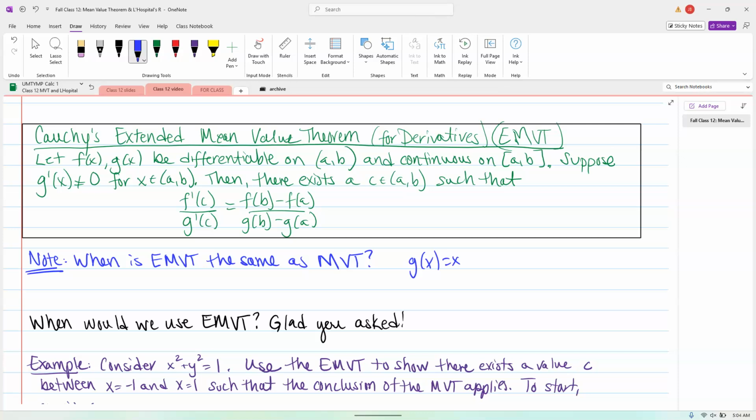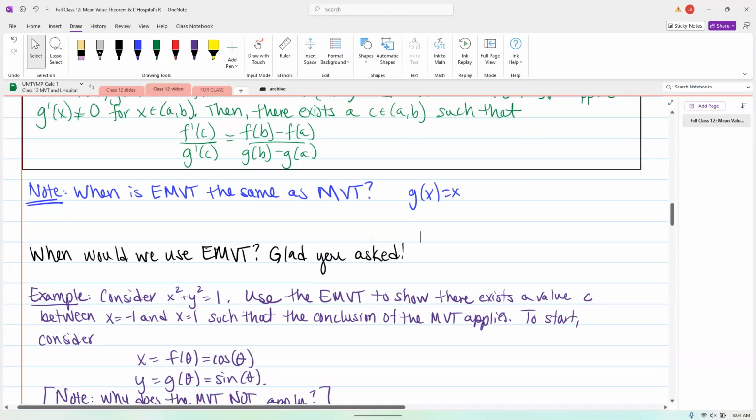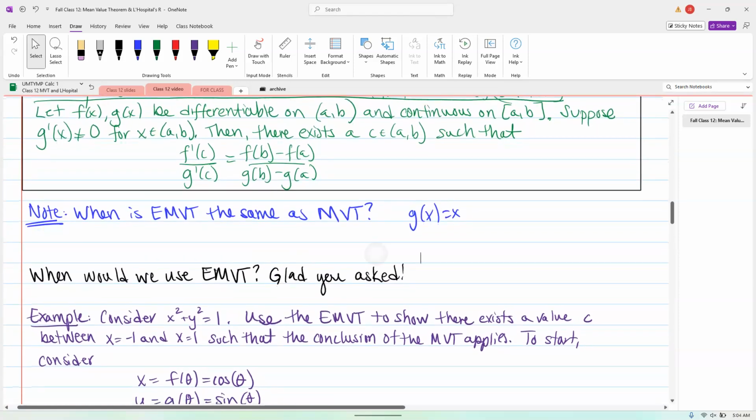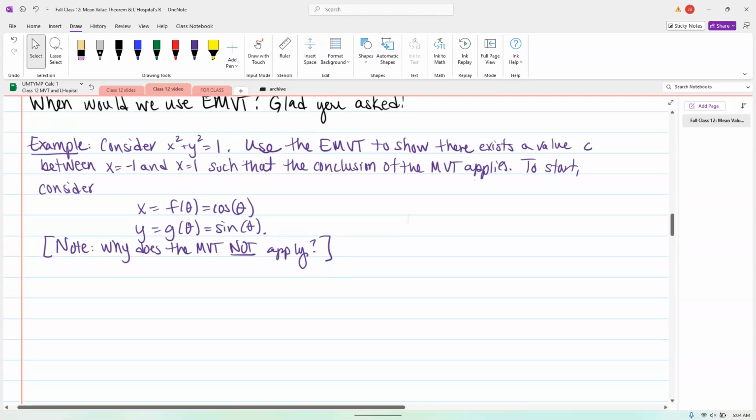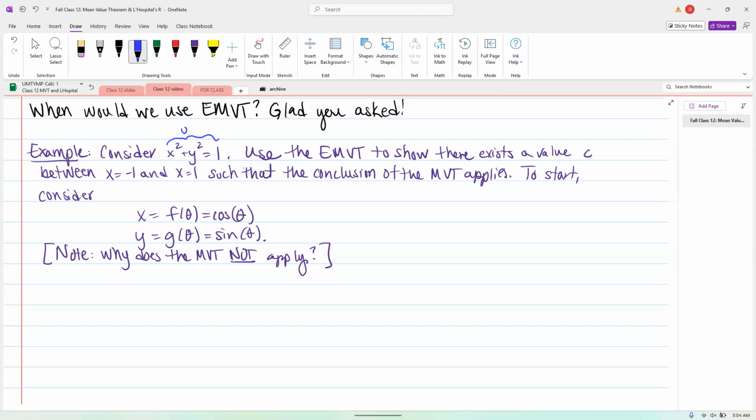Generally, I haven't had to use this version all that often, but we want you to be aware of it. To use this, we might consider a scenario where we have the unit circle. When we look at this equation, that is a unit circle. We want to use the extended mean value theorem to show that there exists a c between -1 and 1, so that the conclusion applies.